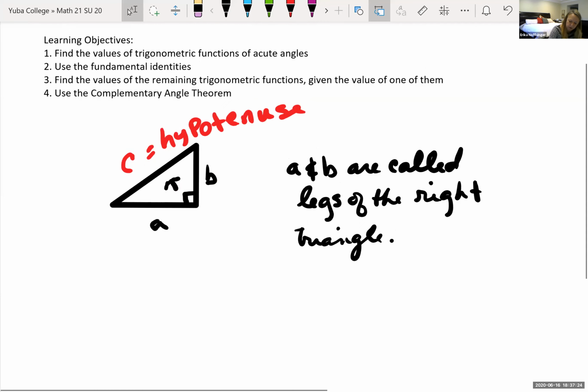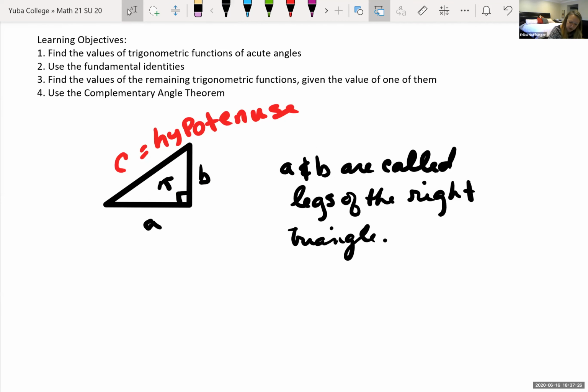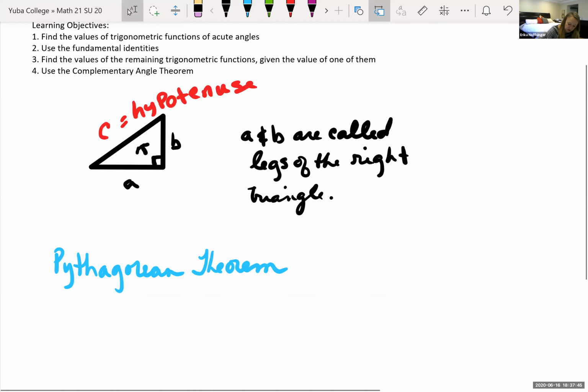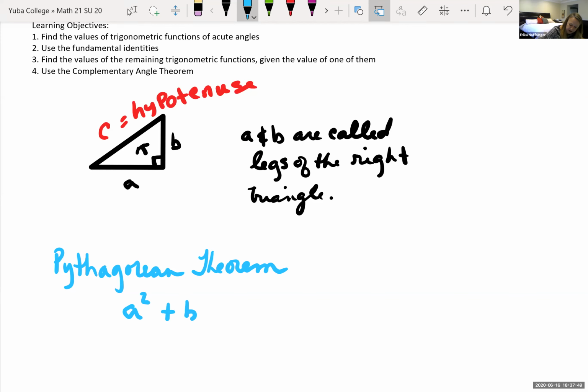You guys probably remember, or if you don't, hopefully you quickly remember, and we'll use this all the time in this class, the Pythagorean theorem. Recall that the Pythagorean theorem says if you square and sum each leg, this is equal to the square of the hypotenuse.